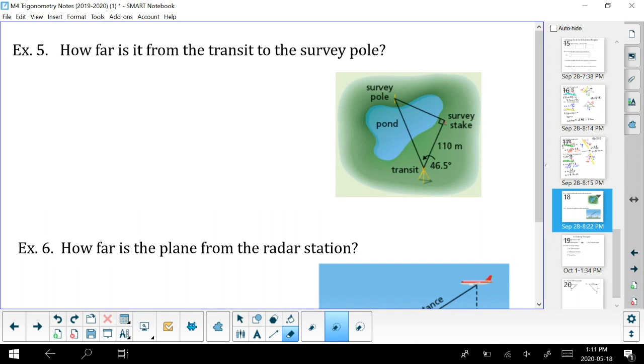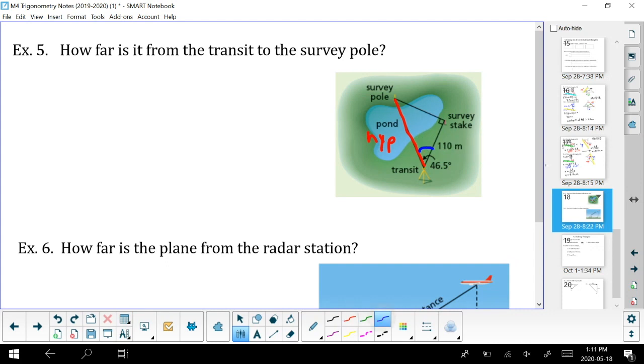So in example number 5, it asks us, how far is it from the transit to the survey pole? So what we're going to be looking for is this side length that I'm going to highlight or emphasize with the red there. So from the transit to the survey pole. What we're going to do is identify, again, our reference angle, which is right there, the 46.5. And we know that because that red side is directly across from my right angle here in the corner, this will be my hypotenuse.